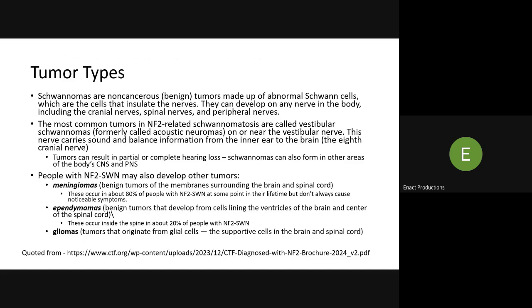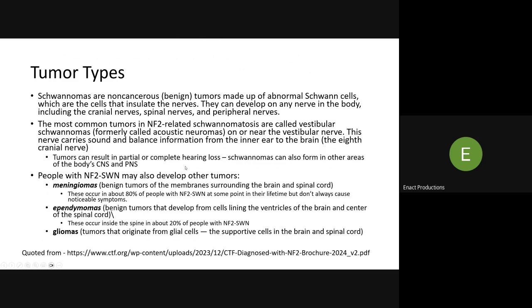The schwannomas are, again, benign, made up of abnormal Schwann cells, which are cells that insulate the nerves. They can develop on any nerve in the body, including the cranial nerves, spinal nerves, and peripheral nerves. The most common tumors in NF2 schwannomatosis are the vestibular schwannomas. So probably a lot of what we're going to focus on are the vestibular schwannomas, but be aware that there are other types. And when you're reading the literature, you kind of want to get a sense for what type of NF2 are they talking about.